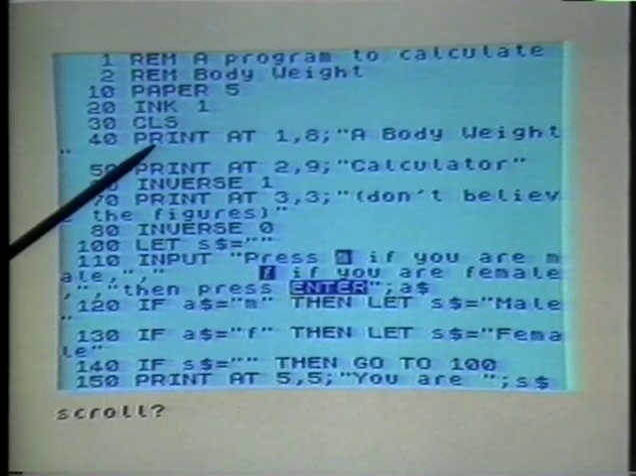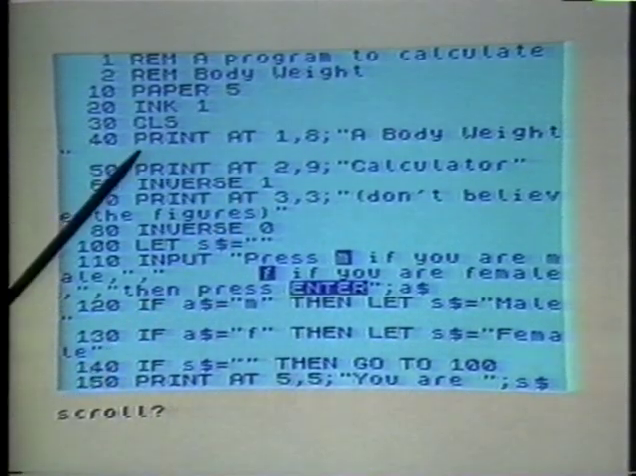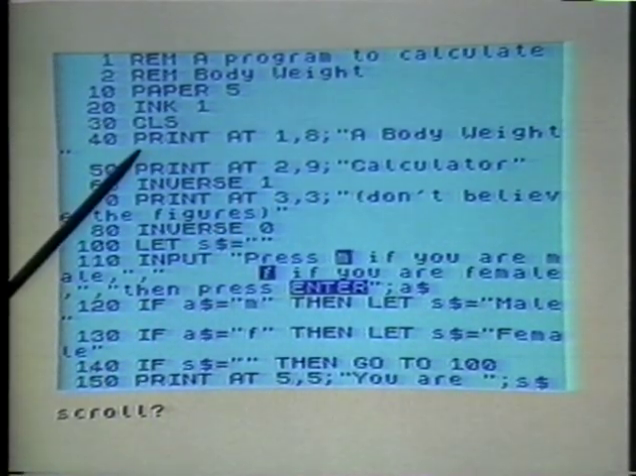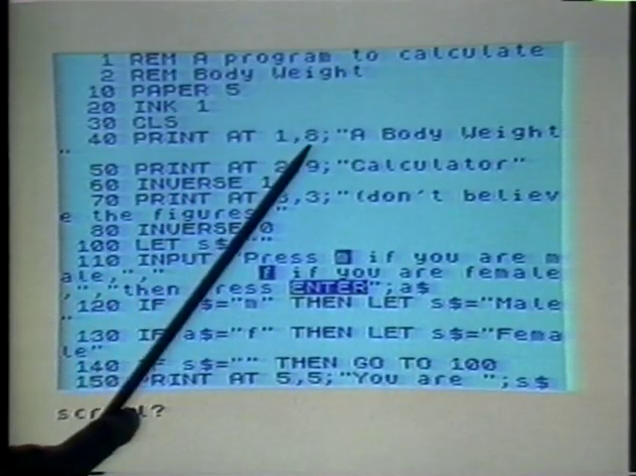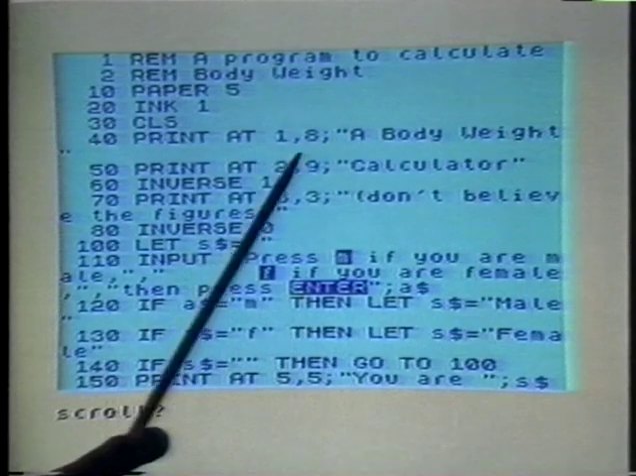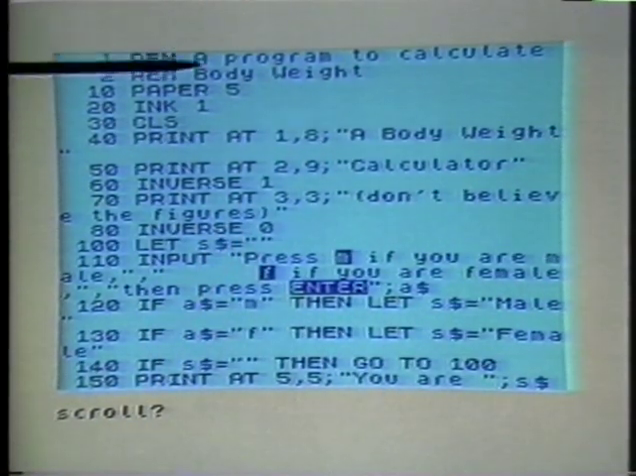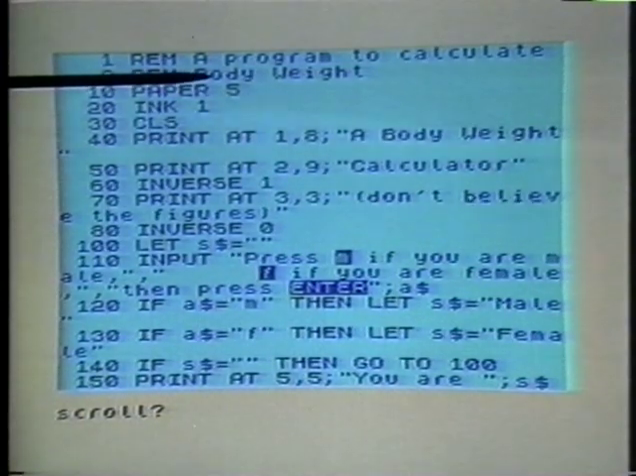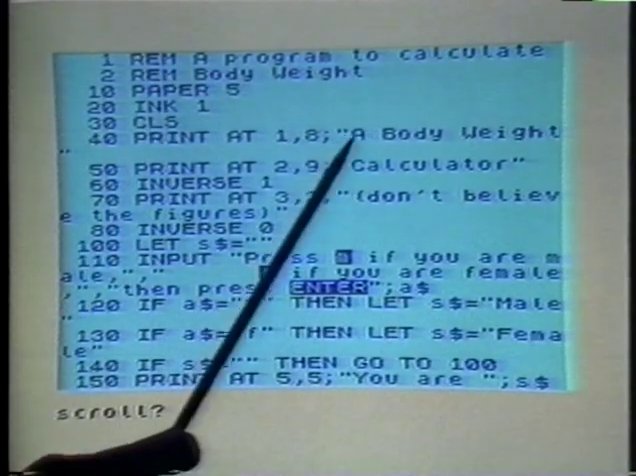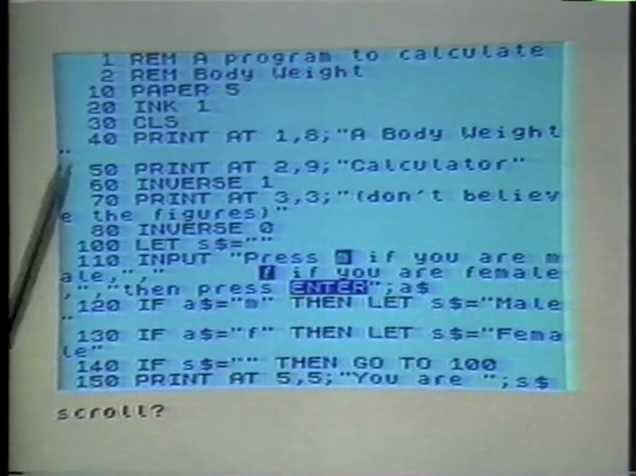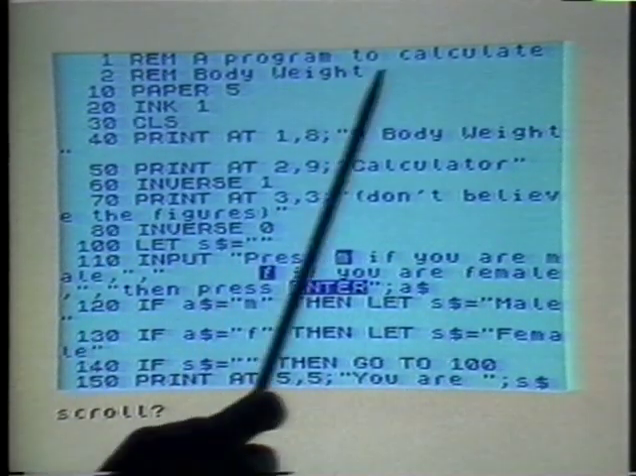Print at 1,8. The print statement says put information onto the screen. If I follow it with at 1,8, I mean position 8 on line 1. Line 0 is at the top, so the second line is line 1. Position 8 is about there. So a body weight, which I've put inside quotation marks, will be printed along that part of the screen.